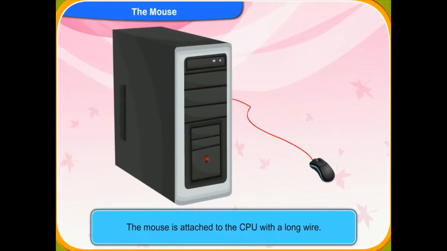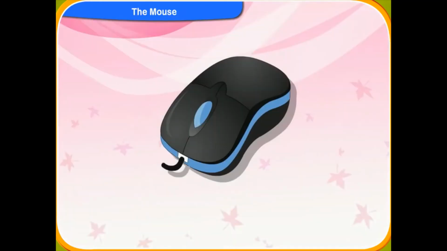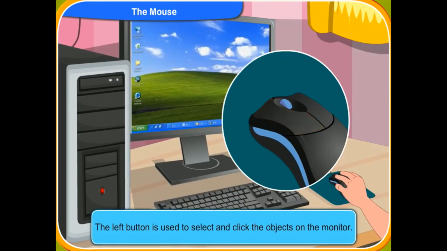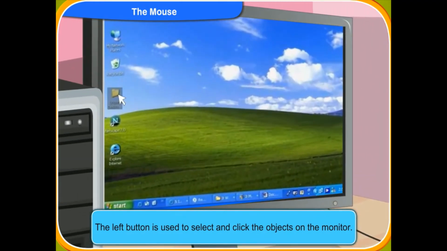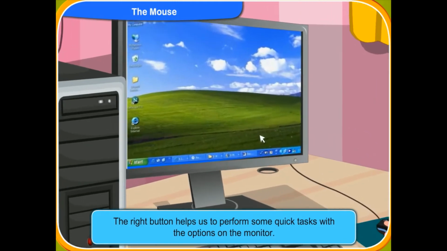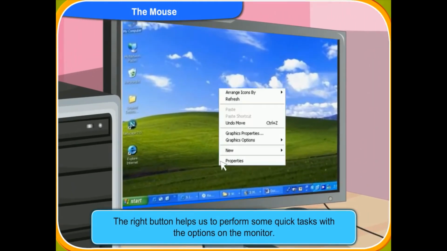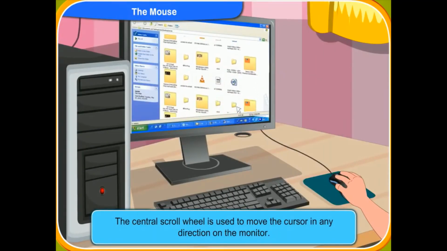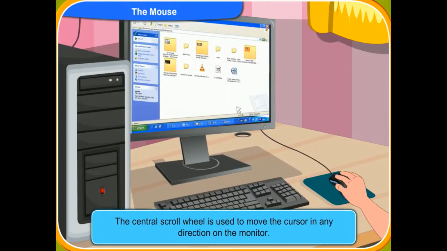The mouse is attached to the CPU with a long wire. Look at this mouse. It has a left button, a right button, and a central scroll wheel. What are these buttons used for, Clicko? The left button is used to select and click the objects on the monitor. The right button helps us to perform some quick tasks with the option on the monitor. The central scroll wheel is used to move the cursor in any direction on the monitor.